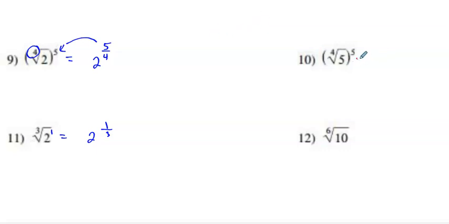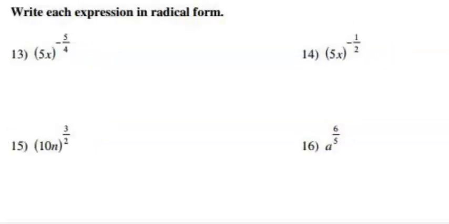Alright, let's do one more, and then hopefully this is not too bad. Alright, so 5 to the denominator is the root, exponent is the numerator there. And 5 to the 5/4 power. Alright, and then let's see what else we got here. So we're going to combine a few things. Alright, cool. So we got 5x to the negative 5/4 power.